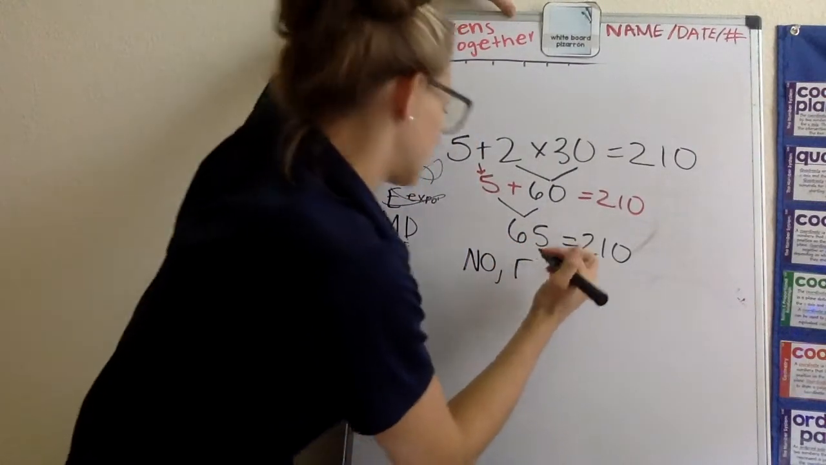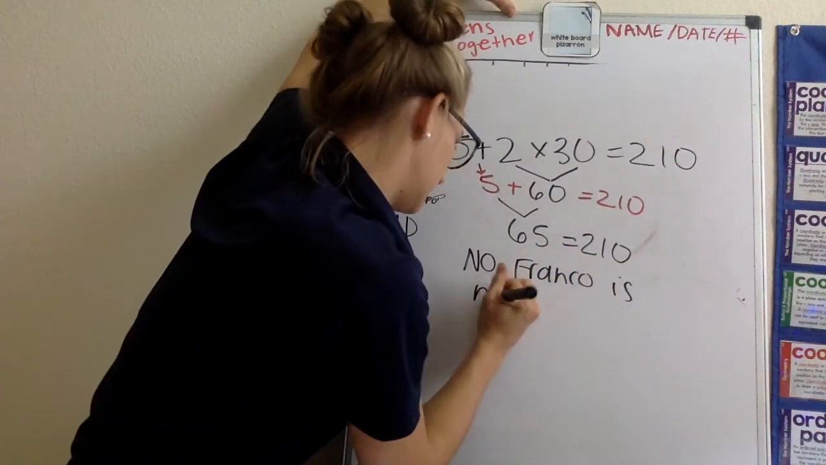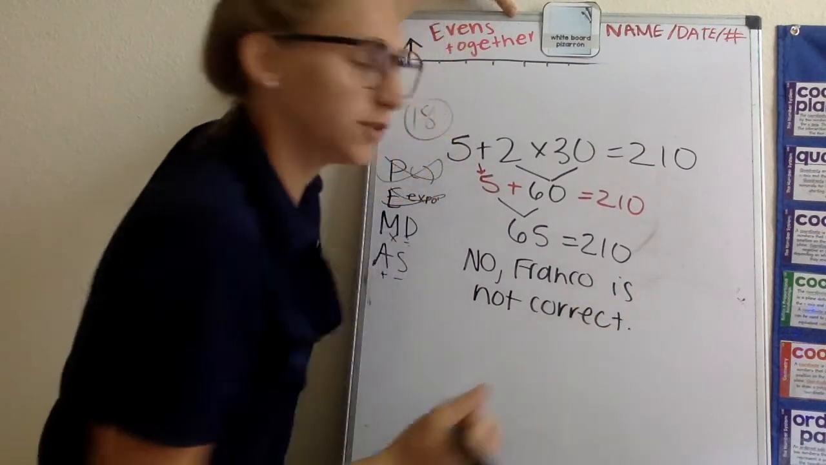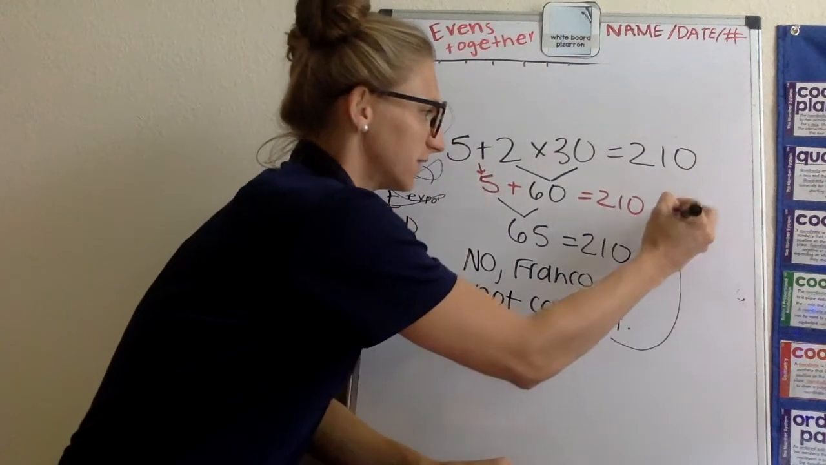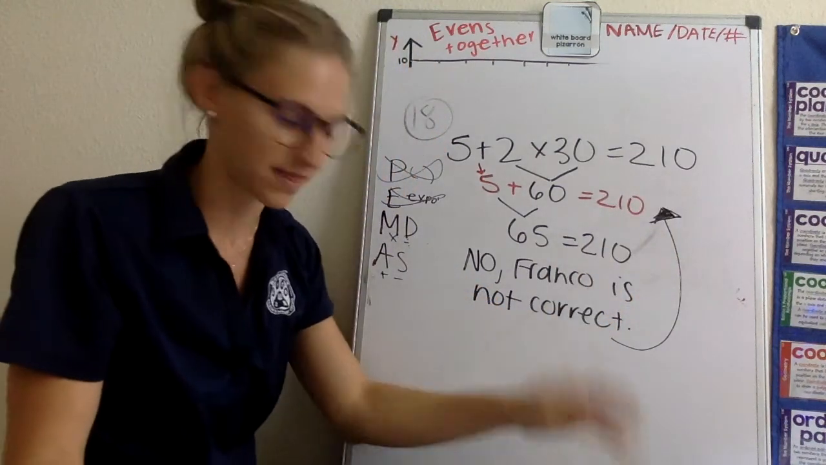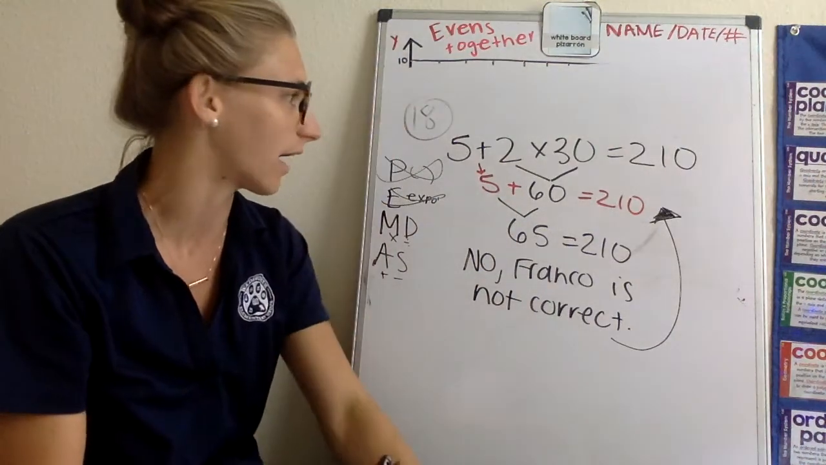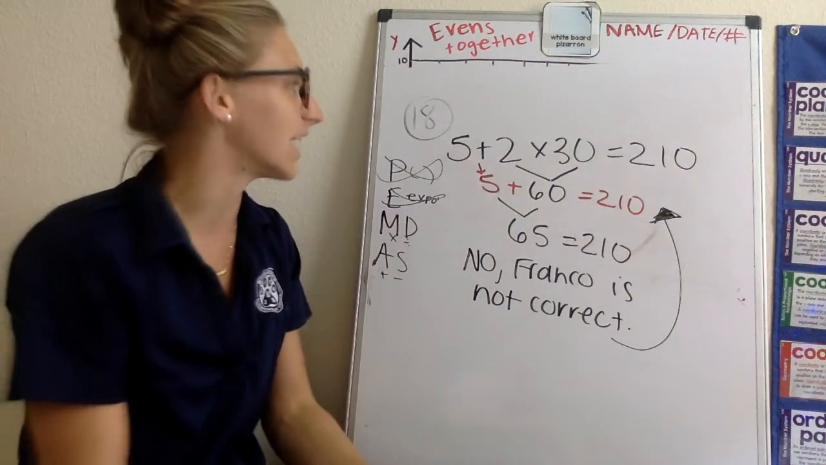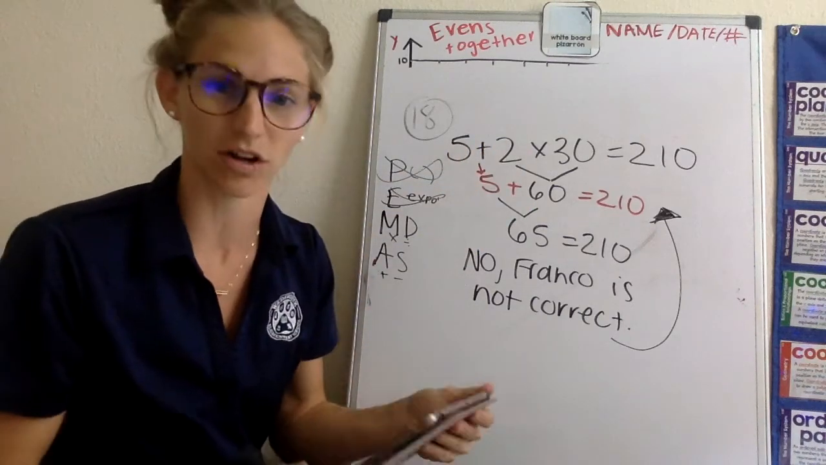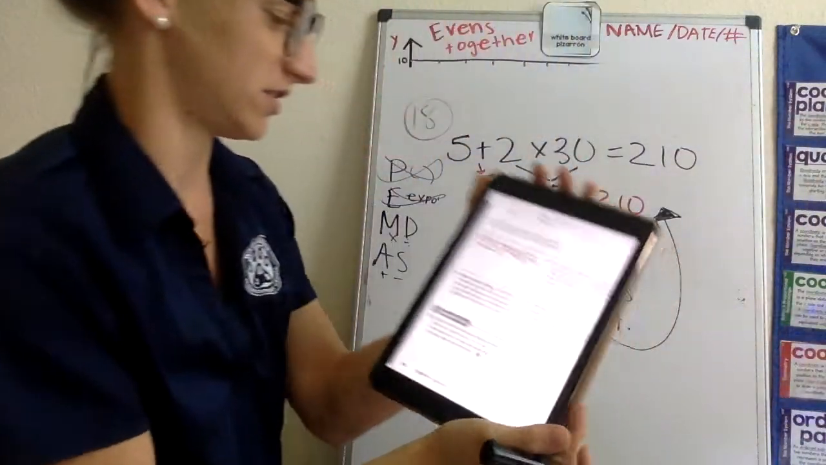Franco is not correct. And it does ask you to explain. Now, if you showed your work and you did stuff like this, you explained using numbers, and that is absolutely fine. If you want to change that into words and explain that the numbers aren't even, that he probably didn't follow PEMDAS, and that's why he got what he got, you can also do that as well.